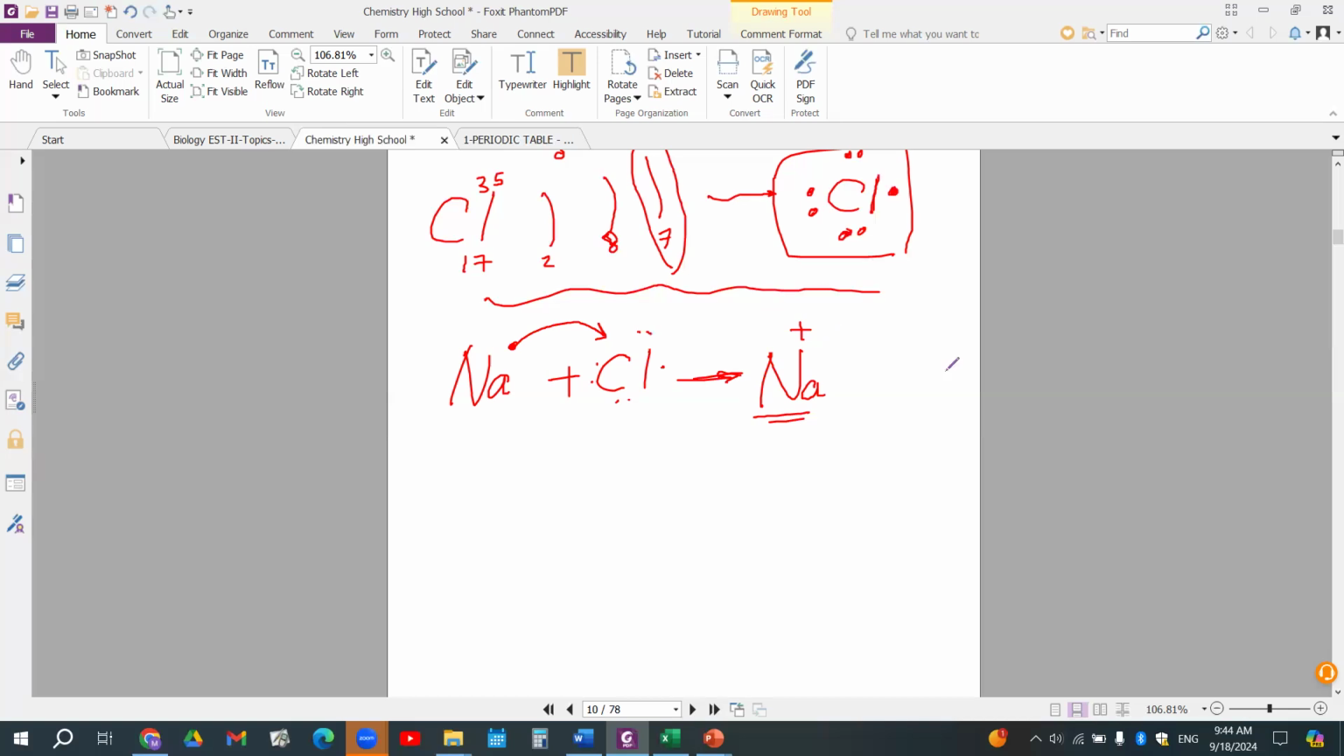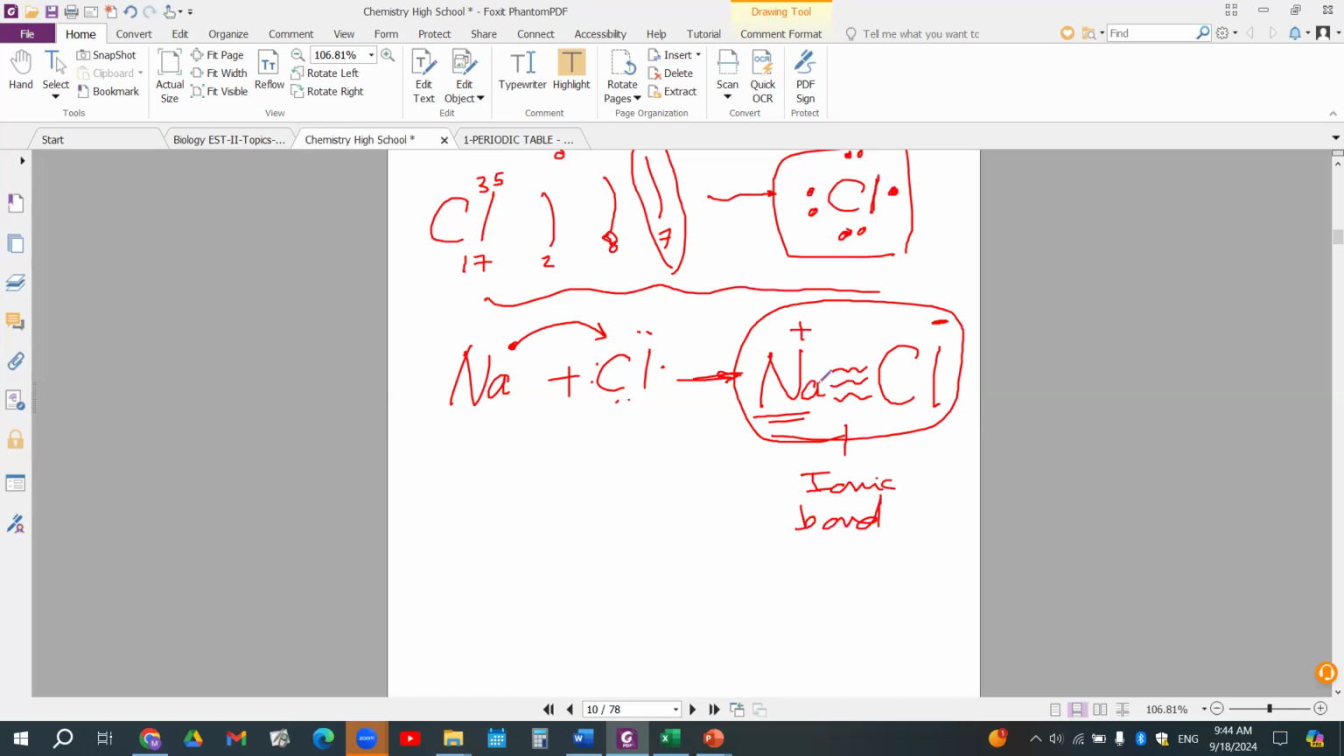Okay. Chlorine is very happy because now it has 8 electrons in the outermost shell. It gained an electron, but after gaining an electron, it will find itself having a negative charge. So the electrostatic attractive force between sodium and chlorine will make them a molecule of sodium chloride. This is called an ionic bond.